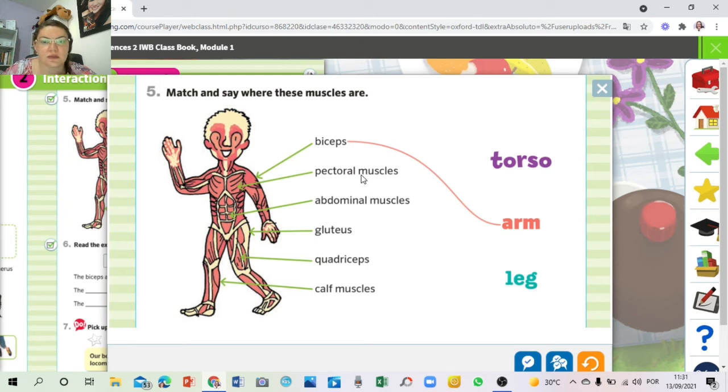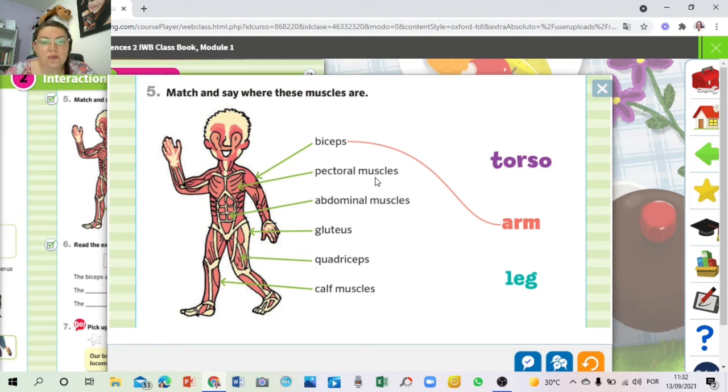What do you think? Pectoral muscles. Torso, leg or arm? Abdominal muscles. Which part? Ok? Let's do it. Pause the video to do it. Ok? Now, coming back from the pause. Let's go. Let's correct. Ok?